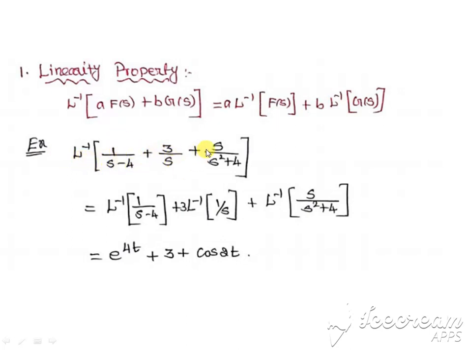plus 3 by s plus s by s square plus 4. By the linearity property, we take separate inverse Laplaces while taking the constant term outside. So L inverse of 1 by s minus 4, plus 3 outside, L inverse of 1 by s, plus L inverse of s by s square plus 4. Already we know the 1 by s minus a format, so simply the opposite: e power 4t.